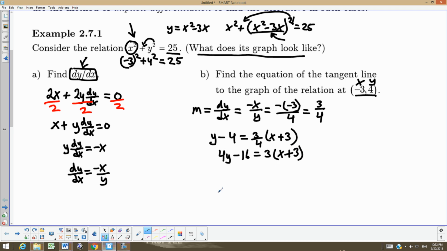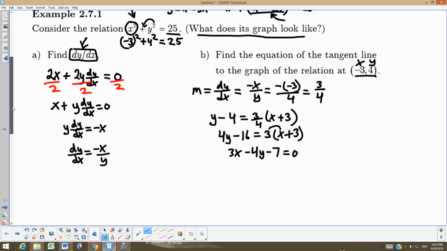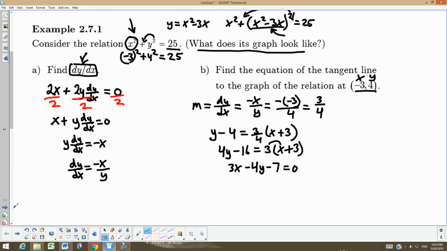So multiplying each of those three terms by 4, we end up with 3x minus 4y. So here's my 3x, the 4y comes over to the right-hand side. I've got plus 9 minus 16 is minus 7 equals 0. Okay, that's it. So let's move on to the next page, I guess it would be.